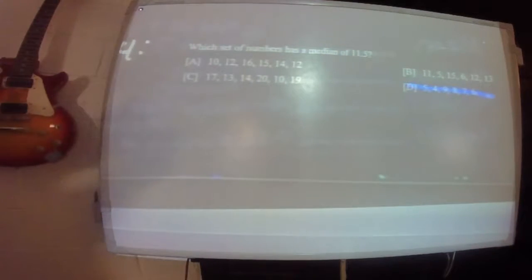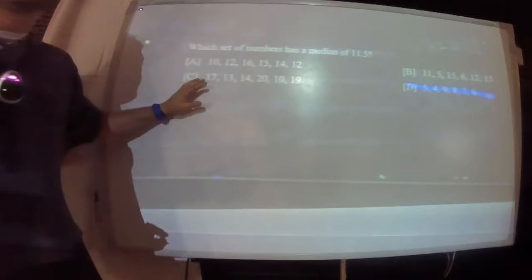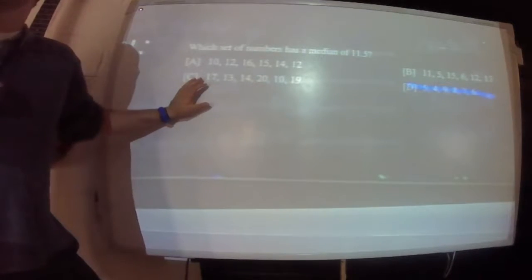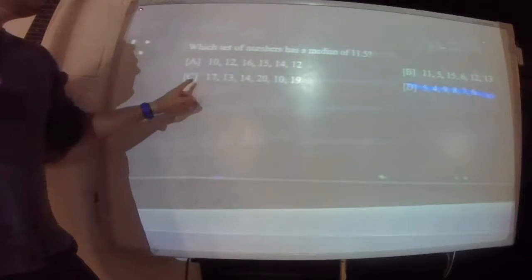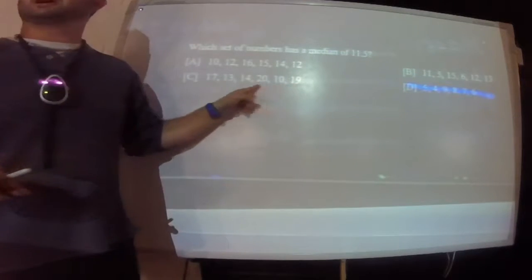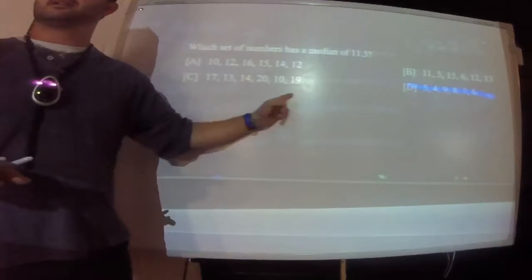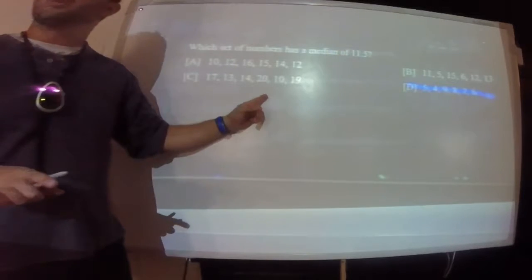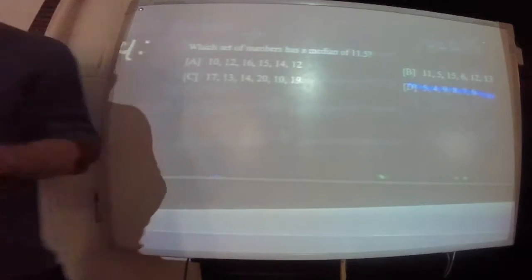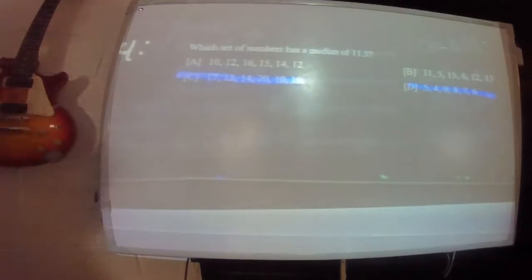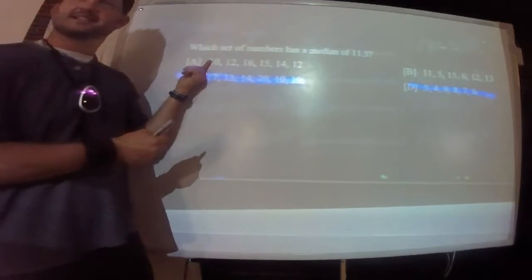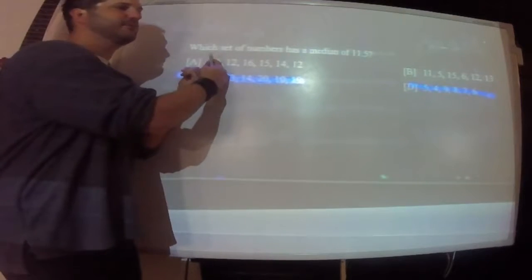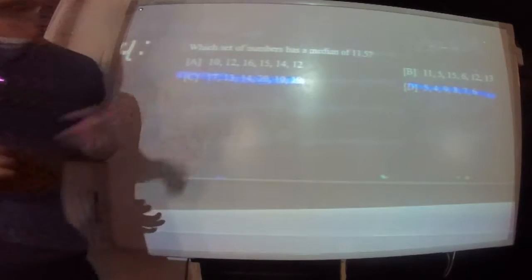Now look at C. When we look at C, we have a similar problem. The median, the middle number, is 11.5. Well, how many numbers do you have that are less than 11.5 on here? 1. So there's no way. If only one number is less than 11.5, there is no way. What about A? Same deal. If we only have one number less than 11.5, there's no way 11.5 could be the median. So it's got to be B.